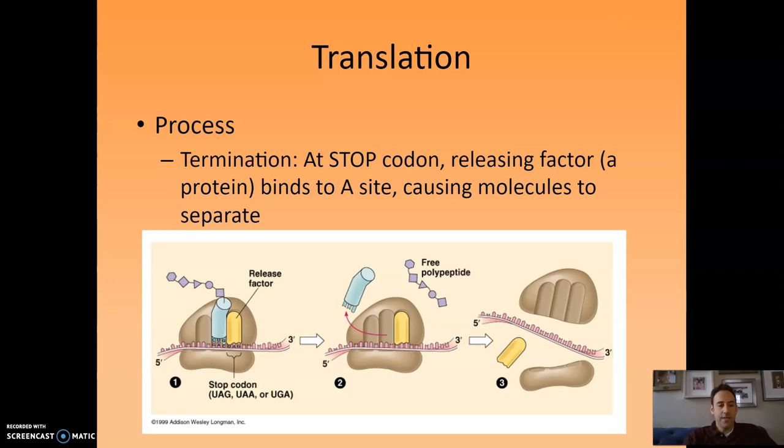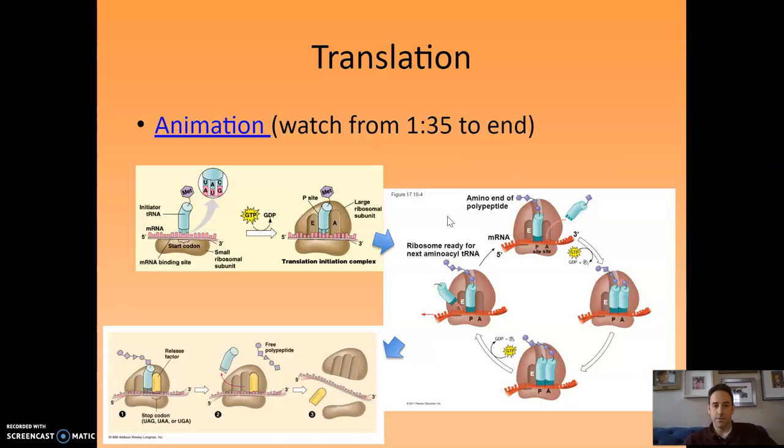And at the end, termination occurs. At the stop codon, a protein, not a tRNA, but a protein called a release factor is going to attach. And now, when we try to transfer that polypeptide to the next amino acid, there is no amino acid there because it's just this weird protein. So the polypeptide tries to get transferred, but there's nothing to transfer to, and so it just falls out. And then once it falls out, that causes the ribosome, the messenger RNA, and everything else to disassemble, and we're done. That polypeptide is now generated and produced.